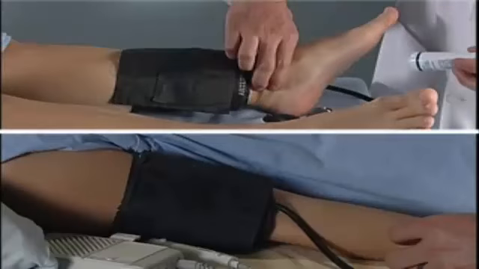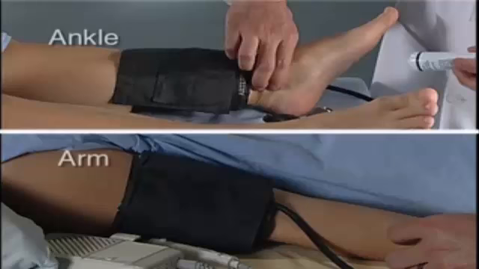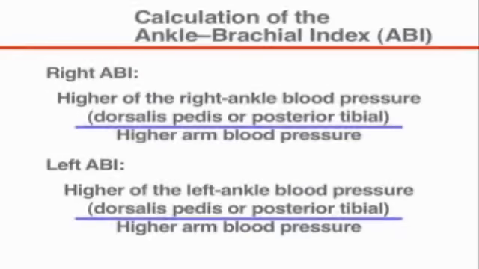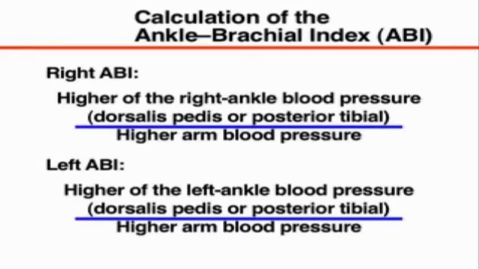To calculate the ankle brachial index, divide the systolic blood pressure from the ankle by the systolic blood pressure from the arm. Use the higher systolic pressure from the dorsalis pedis or posterior tibial artery for the calculation of the ankle blood pressure. Also, use the higher brachial systolic pressure, as a lower arm blood pressure may be due to arterial occlusive disease in one of the upper extremities.